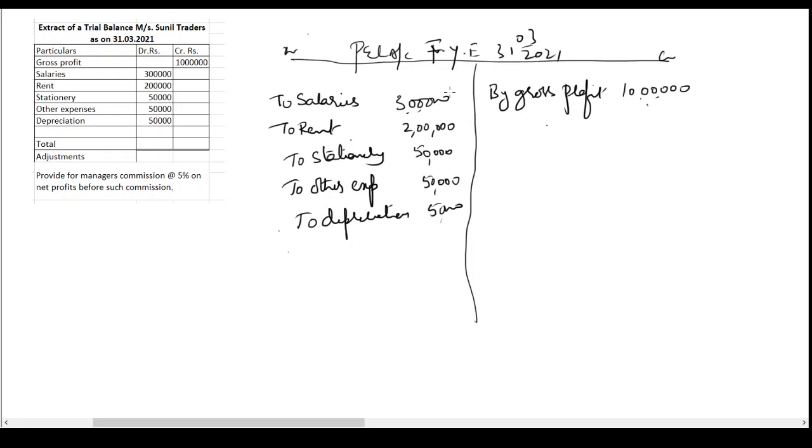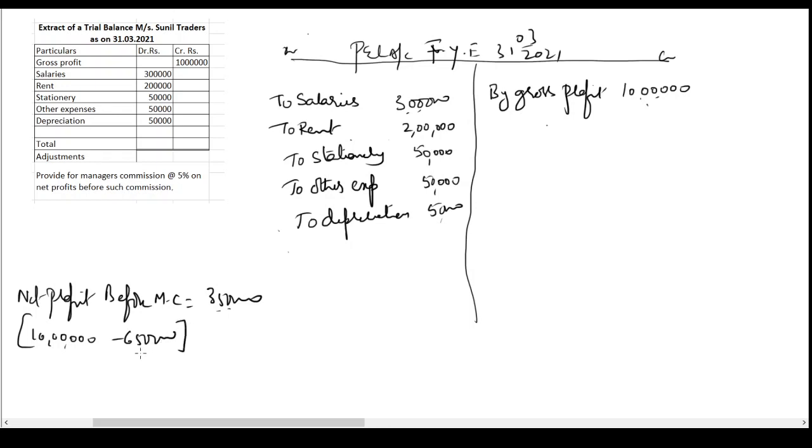So out of 10 lakh, I'll subtract 3 lakh, 2 lakh, 50,000, 50,000, 50,000, which is 6 lakh 50,000, and the gross profit is 10 lakh. So the net profit before manager's commission is 3 lakhs 50,000. How did I get 3 lakh 50,000? It is 10 lakhs minus 6 lakhs 50,000. What was the 6 lakhs 50,000? This was the expenses debited to the P&L account other than manager's commission.